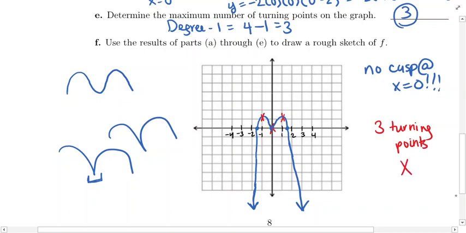Okay, so this is what our graph looks like. You could pop the original function into the calculator and graph it out. You should get a similar looking picture. Just make sure you don't have a cusp at x equals 0. Everything's got to be smooth and continuous.